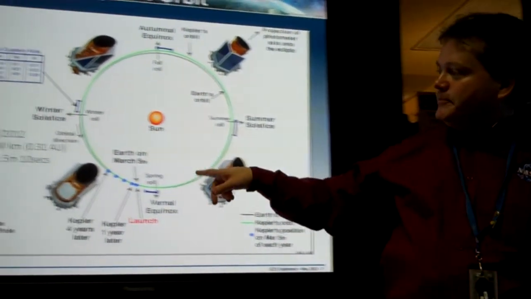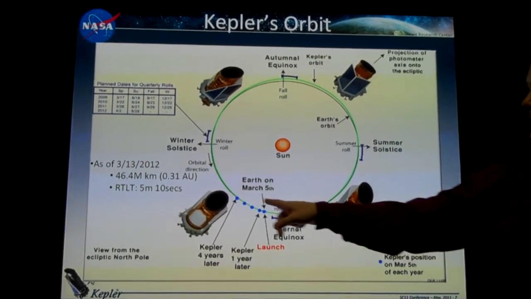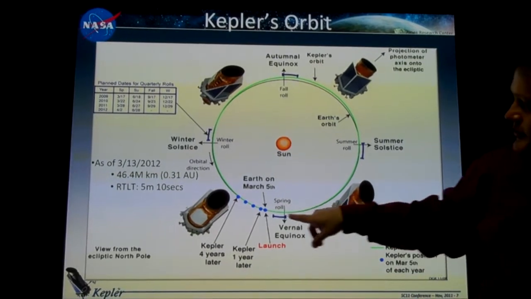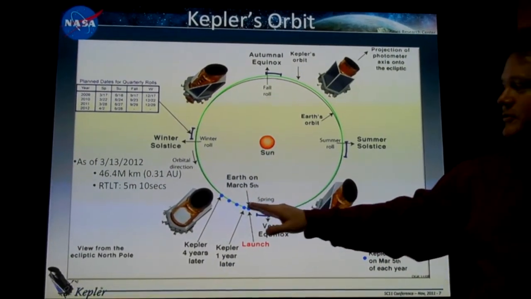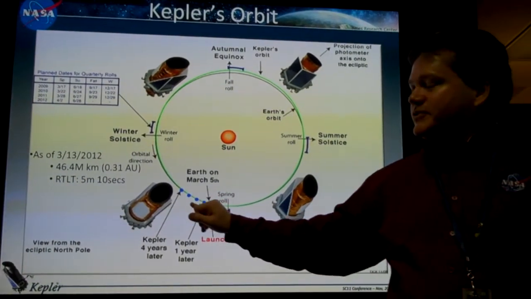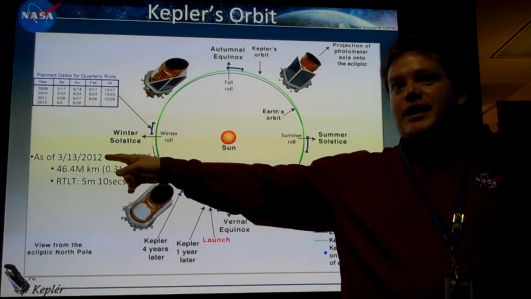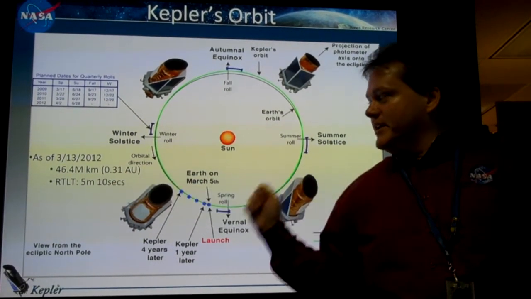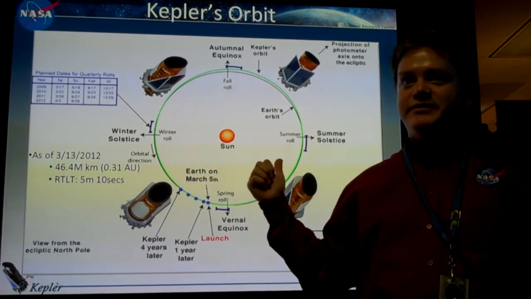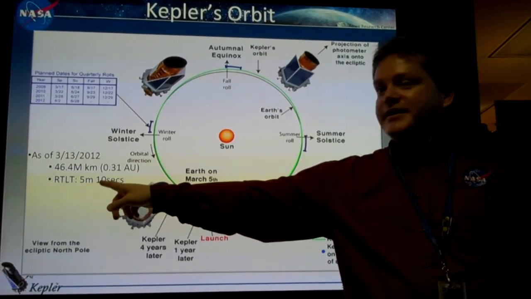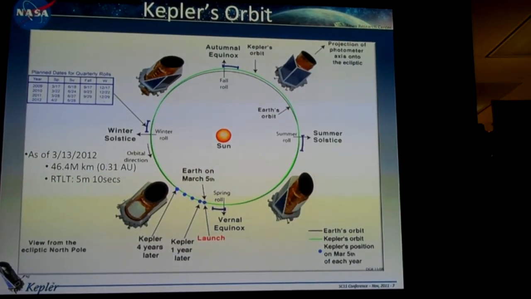And this is our orbit. Kepler is not in orbit around the Earth. It's actually in orbit around the Sun, trailing behind the Earth. So as the Earth goes around the Sun, Kepler is dropping behind. It's in a slightly larger orbit, so it's actually getting farther and farther away. It's currently almost 50 million kilometers away, which means that to send a command from Earth to Kepler and get a response back, even if Kepler responds instantly, it takes a little over 5 minutes to go there and come back. So we don't talk to it in real time.